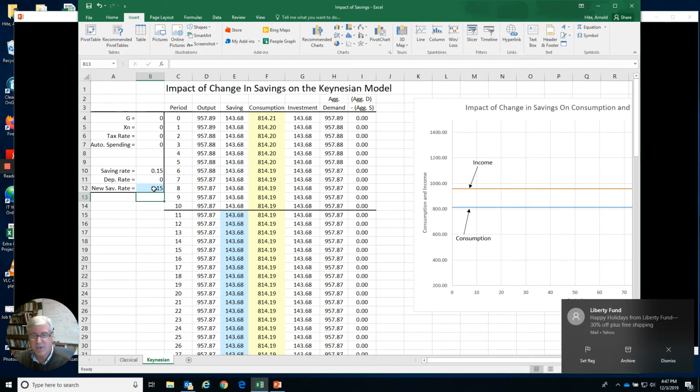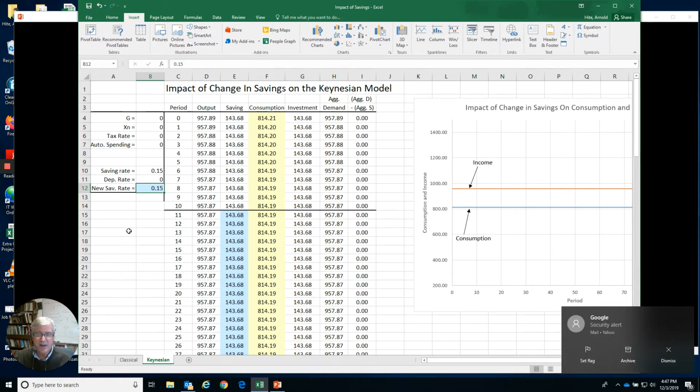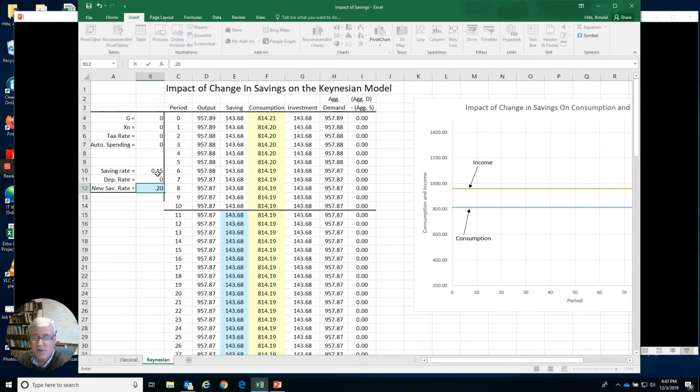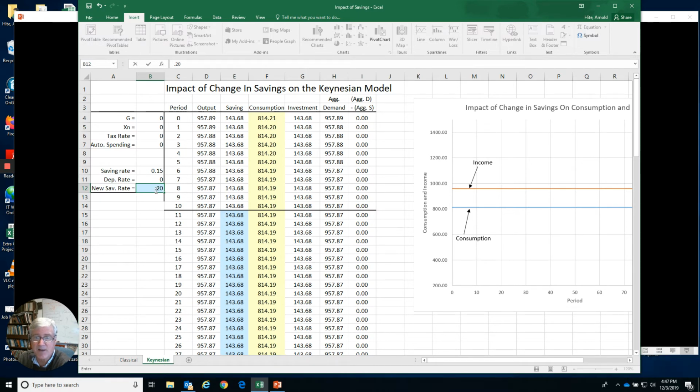See this, the blue line here? I can change the savings. So let's increase savings from 15%, say, to 20. Another way of thinking of that is savings was 15%, so the marginal propensity to consume was 0.85. And now with savings at 20%, the marginal propensity to consume will be only 0.8. So Keynes says if we increase savings, the income should fall.